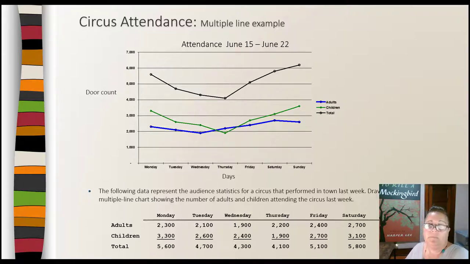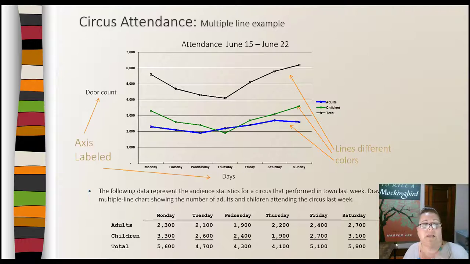All right. Now, this multiple line graph has several features that are important to note. Each of our lines are a different color. They are not all the same. Secondly, we have labeled both of our axes, the door count and the days. And we also have a title, the attendance for the circus, June 15th through 22nd. And we've included what's known as a legend. The legend is just a way to distinguish the adult line from the children line from the total line.